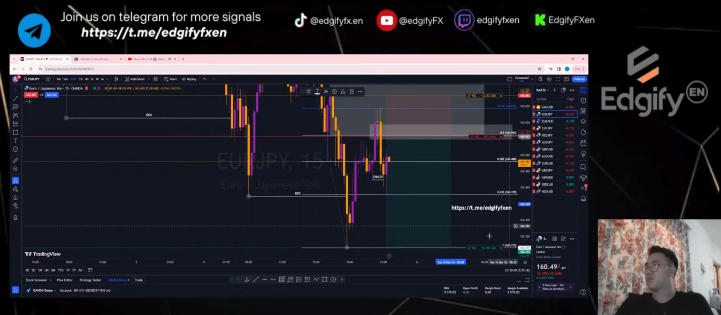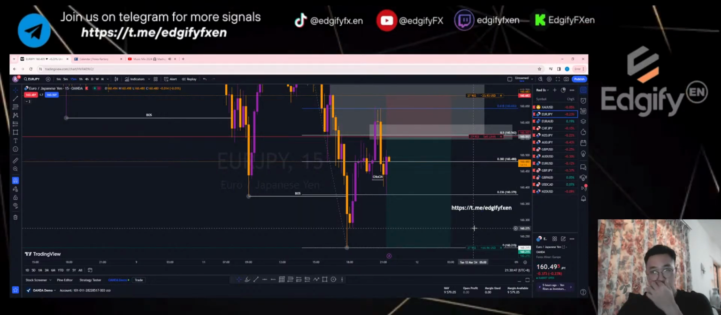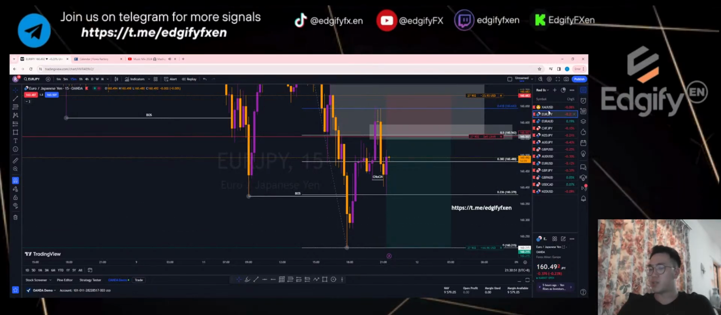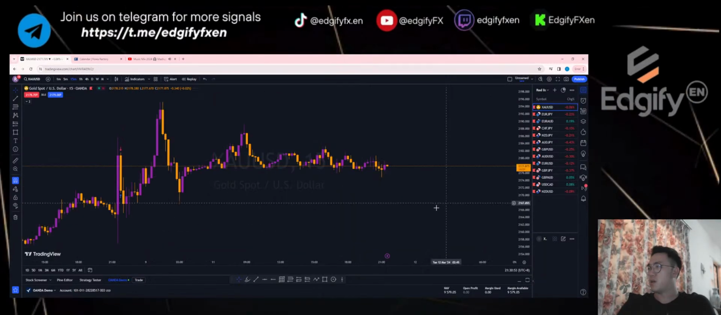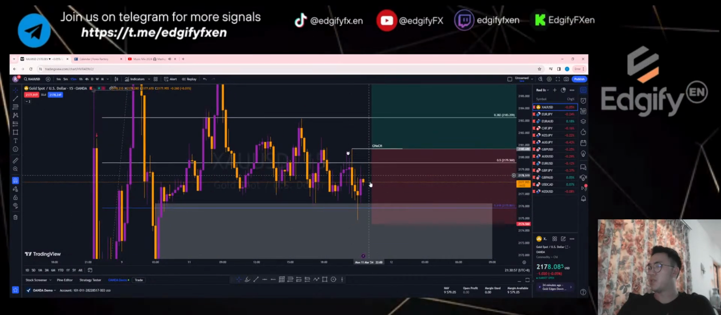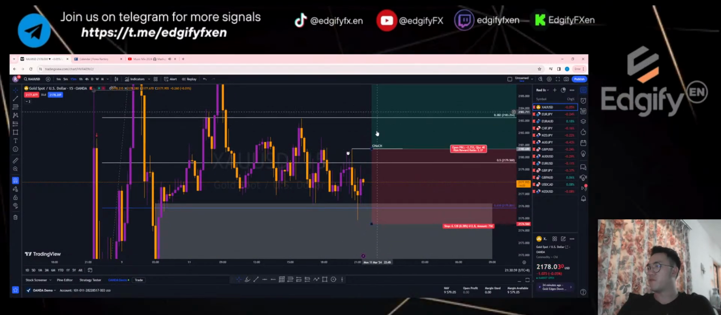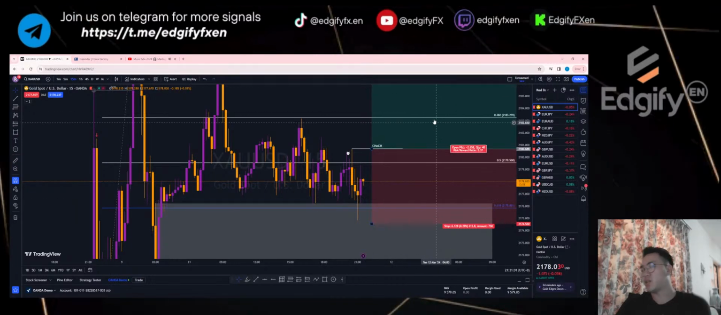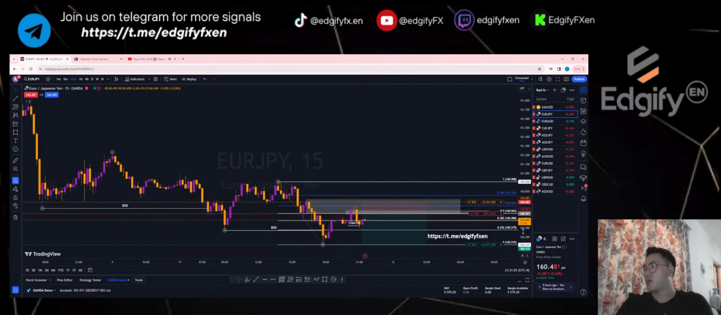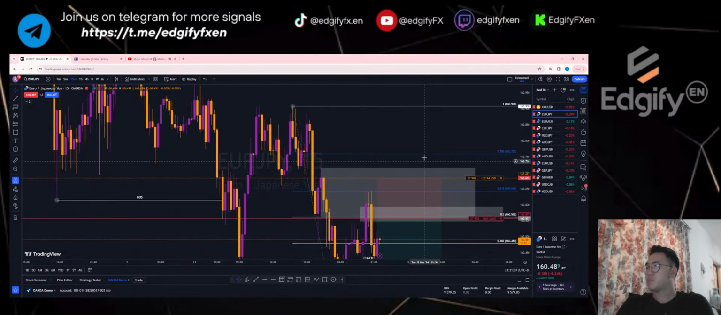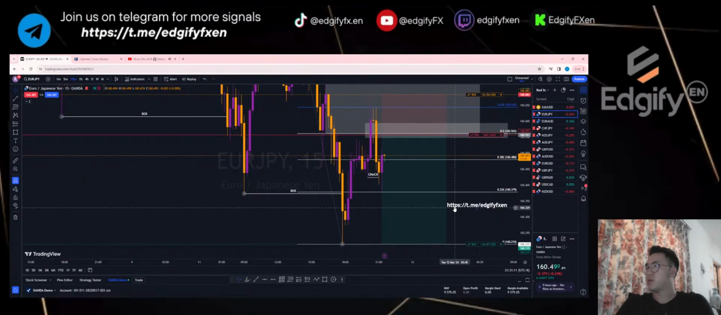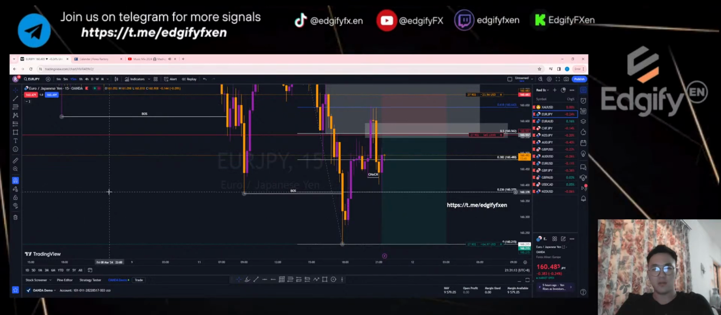If you guys are not in my channel, please hop into my channel and I'll update you on this trade later on to see how it goes, especially for gold as well. For gold, we do see that there's a possibility that the price will tap this level, break above, retrace, and just shoot higher. So this one I will be watching for gold and Euro JPY as well. I'll update you guys on this trade in my channel, so please feel free to hop into my channel.